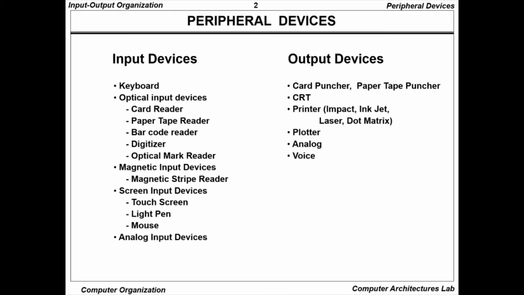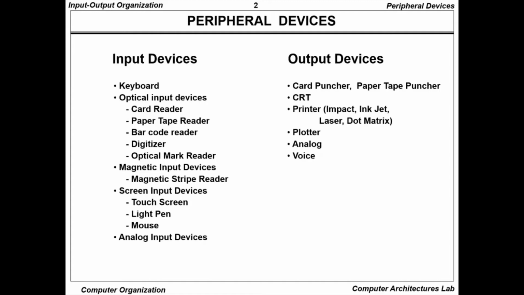Apart from that, we have another part called output devices. Card puncher, paper tape puncher, CRT, and printer, which can have a direct impact like inkjet, and without impact we have the laser printer, and plotters, analog, and voice recognition inputs. These are widely used for conducting Zoom classes or meetings or voice messages. Some of these examples are widely used for checking your outputs.